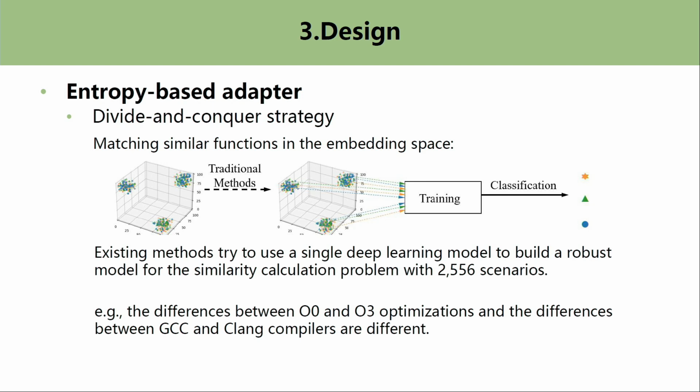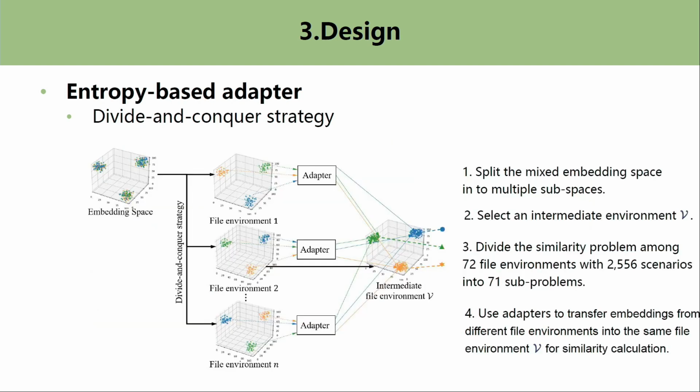First, we split the mixed embedding space into multiple embedding subspaces. Second, we choose one of the file environments as the intermediate file environment. Once the intermediate environment is selected, we divide the similarity problem with more than 2,000 similarity calculation scenarios into 71 sub-problems. We use adapters to transfer function embeddings from various file environments into the same file environment to keep similar functions together, which makes function similarity calculation easier.